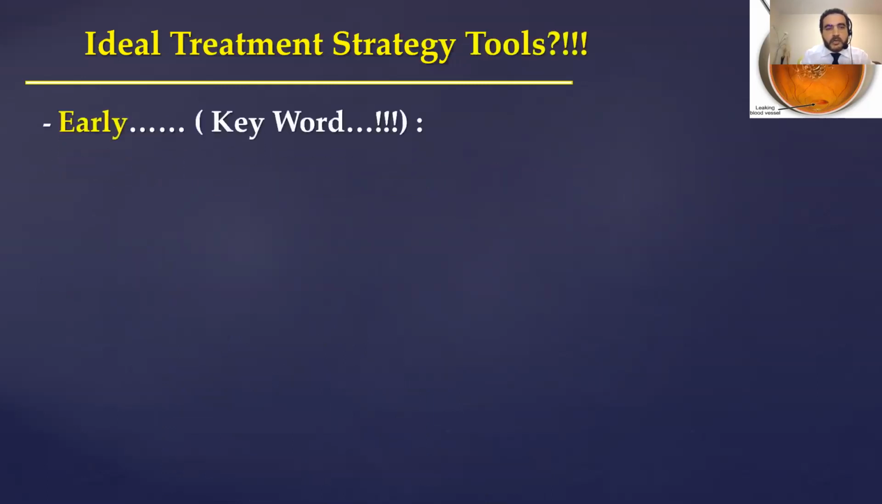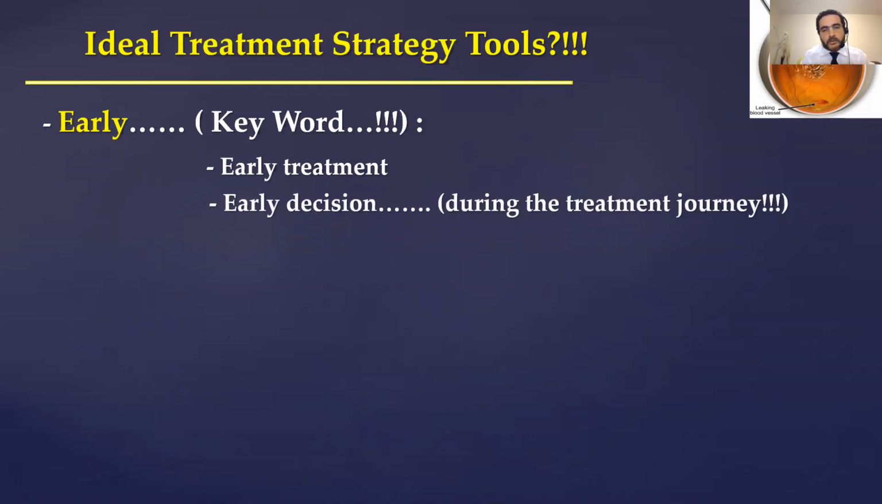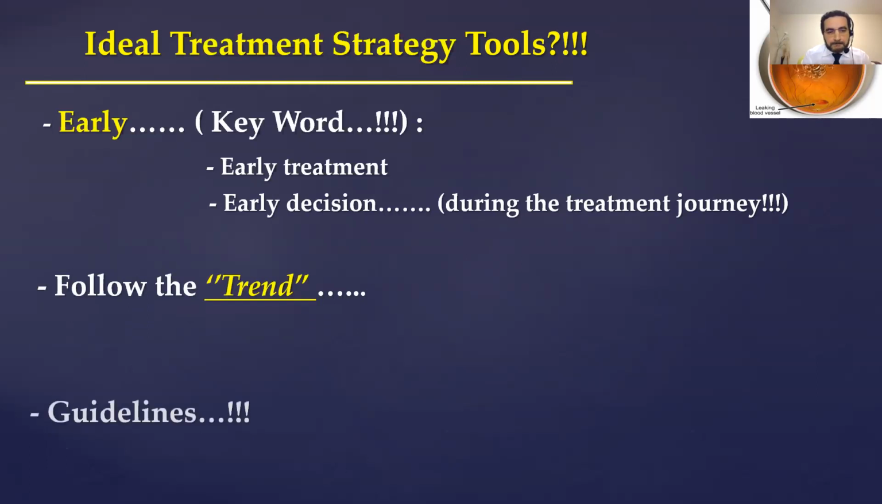About the keyword in the treatment strategy, it is early. When I say early, I mean early treatment for sure. You should start the treatment as early as you can. Don't wait for control of blood sugar or whatever. You have to start the treatment early, and also make early decisions during the treatment journey. That's what I call it. So if you have a non-responder or poor responder, you have to decide early what the next step is. Don't delay the treatment. Follow the trends and guidelines.